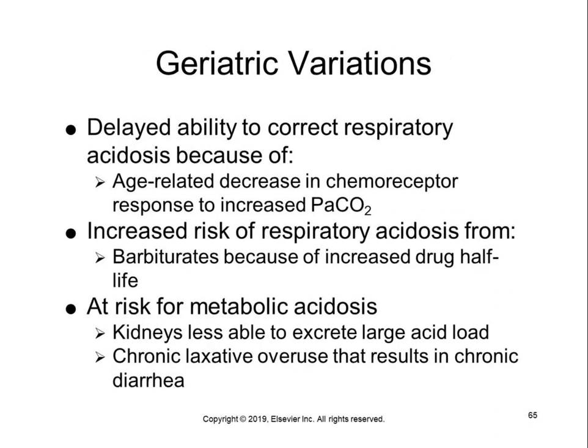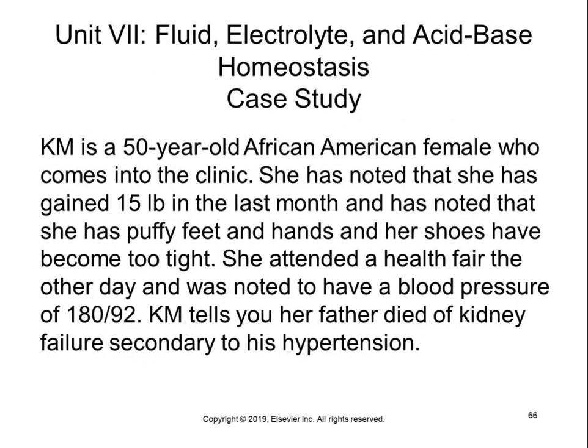Geriatric variation: delayed ability to correct respiratory acidosis due to an age-related decrease in chemoreceptor response to increased PaCO2. Increased risk of respiratory acidosis from barbiturates because of increased drug half-life. They are at risk for metabolic acidosis, with kidneys less able to excrete a large acid load, and chronic laxative overuse that results in chronic diarrhea.